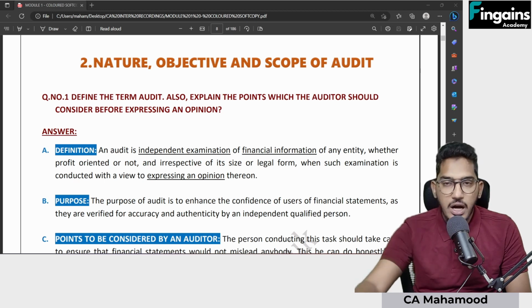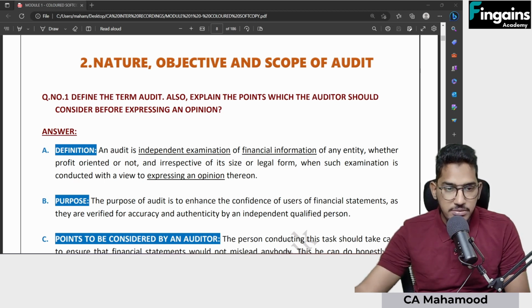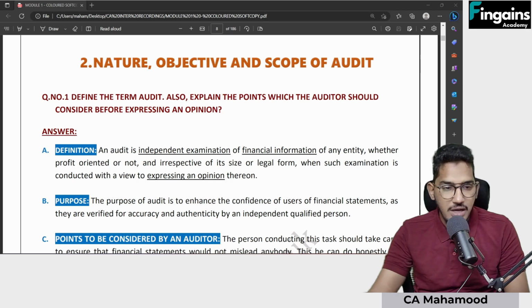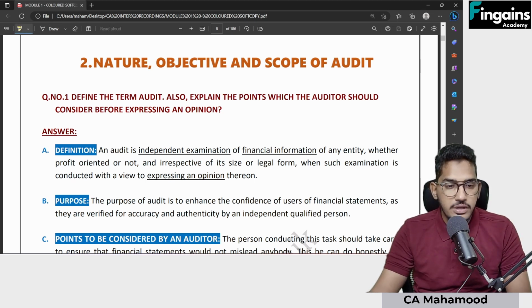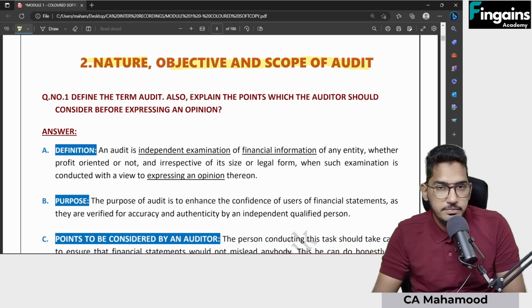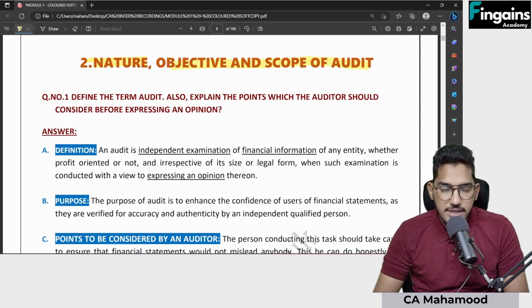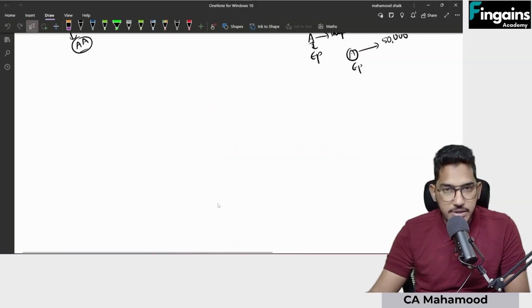So now we are going to start our second chapter, and the title of the second chapter, as you can see here on the screen, is Nature, Objective and Scope of Audit. What is the title of the second chapter, guys? Nature, Objective and Scope of Audit. Let me first put before you what exactly is going to be the agenda for this chapter.